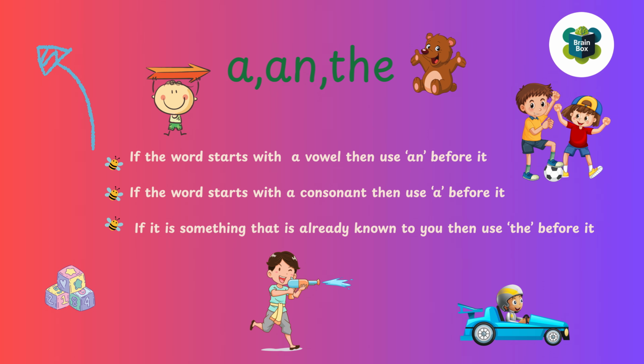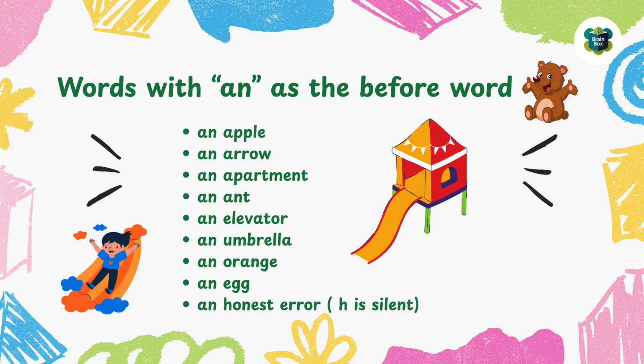Now let's learn where we use a, an and the. So children, a very easy way to remember is, once you see the word, you have to see the first alphabet of that word. If the alphabet starts with a vowel, then use an before it. If the word starts with a consonant, use a before it. And if it is something which you already know about, then you have to use the before it. So in the next slide, we will learn where to use an.